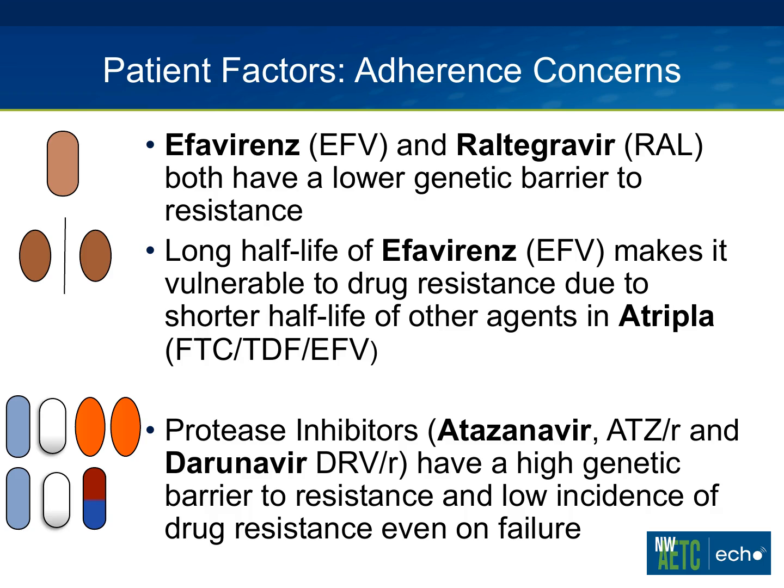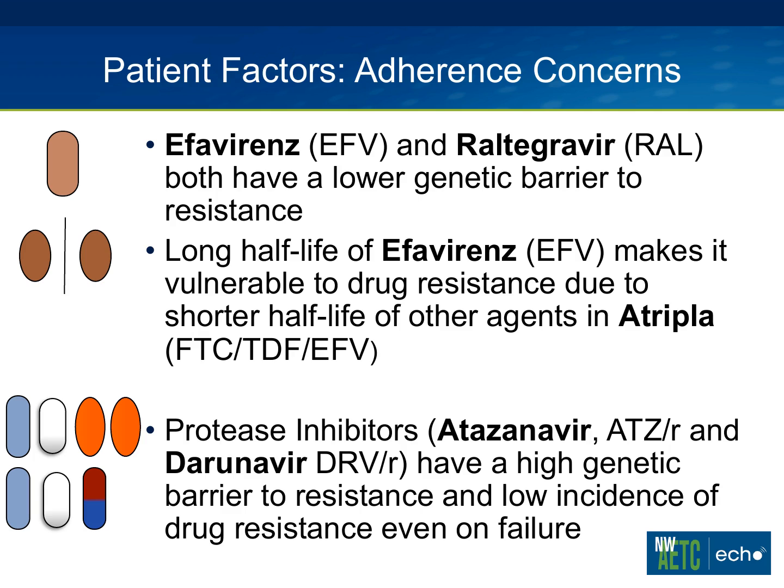This is a harder thing to talk about, adherence concerns. I would say this is more of a personal opinion than something that's been borne out in clinical trials. But when we have patients that we are concerned about their adherence, regimens that are Efavirenz containing or Raltegravir containing are a little bit more concerning due to the lower genetic barrier to resistance of these 2 agents. In addition, the long half-life of Efavirenz compared to the other 2 agents that are in Atripla, the emtricitabine and tenofovir, does make it vulnerable in terms of drug resistance due to the shorter half-life of the other agents.